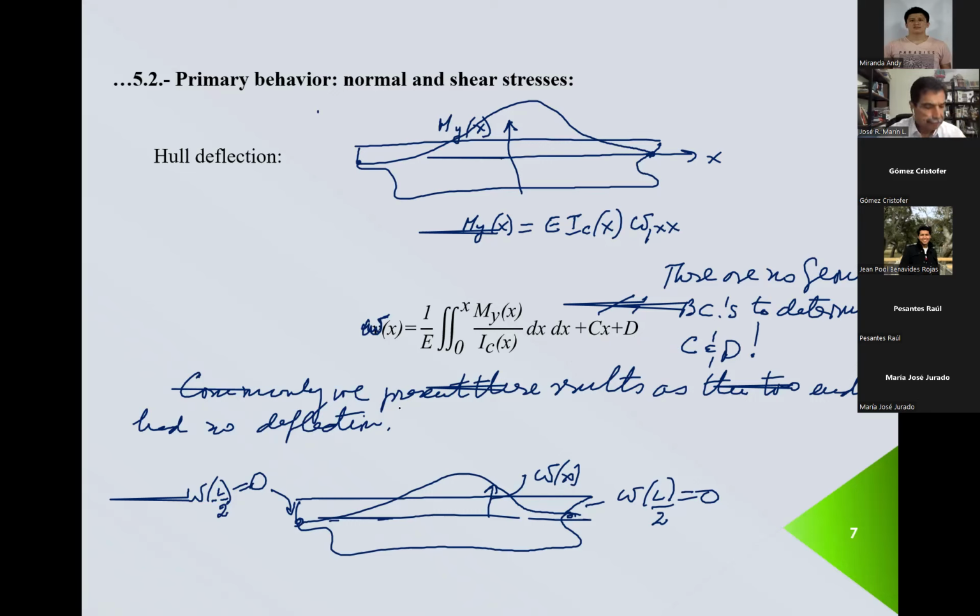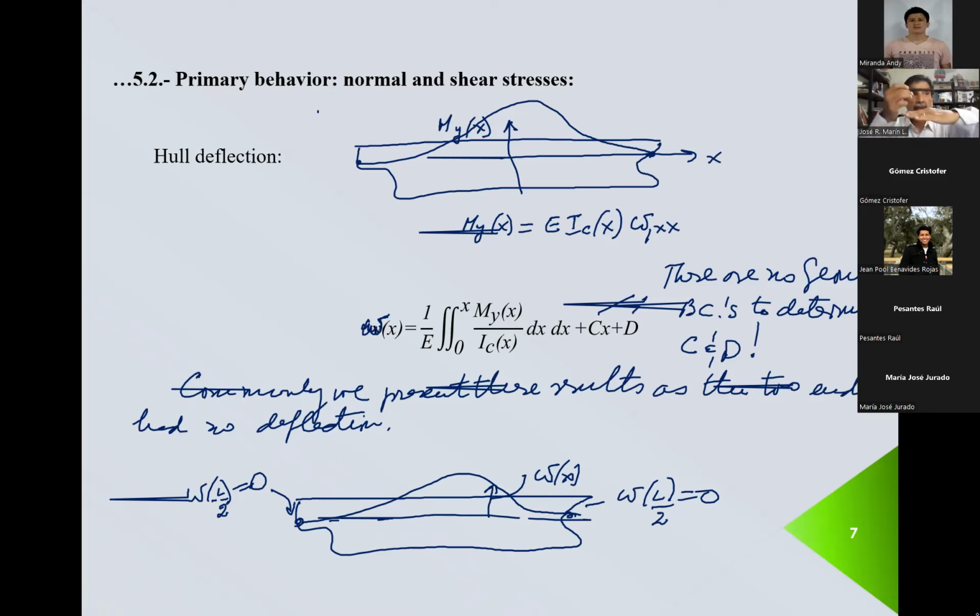Now, that means that usually what we apply this result for is not absolute values, right? Because we know that the deflection at the two ends is different than 0. It's just a way to present results. But we can use these results if we want to see, for example, the influence of the hull deflection. You have a hull, and because of the action of the weights and the buoyancy, this deflects.